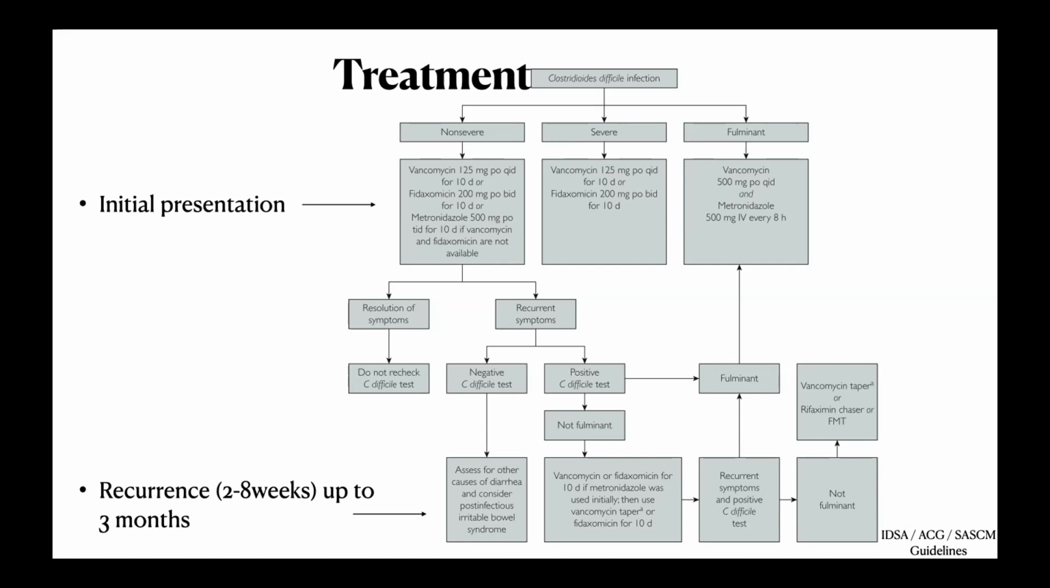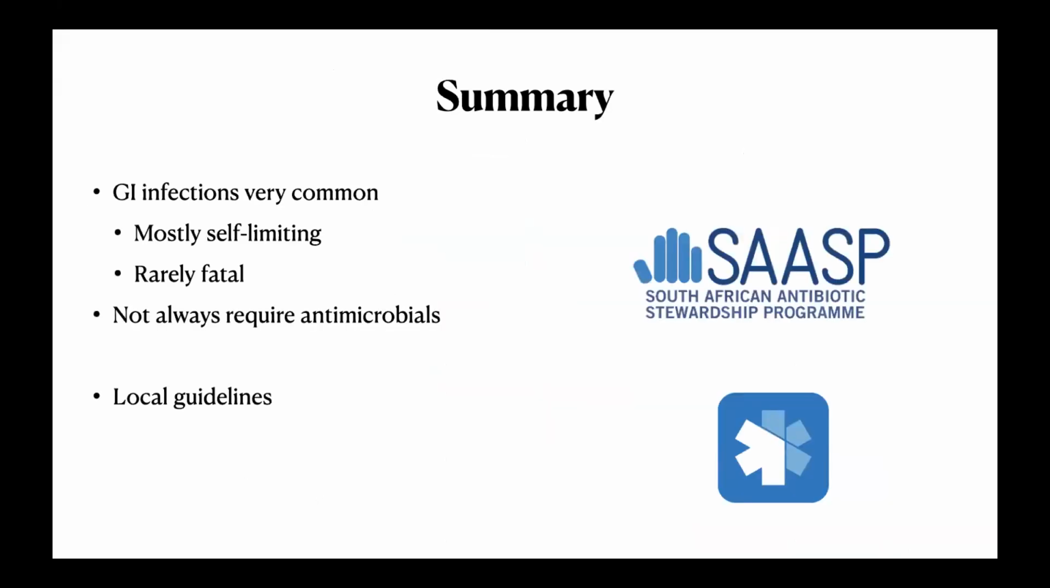For recurrent C. difficile, it is all about vancomycin. If you've used vancomycin previously, then use it at a higher dose, and then we do what we call a pulsed tapered regimen. So once you've completed, you taper down the dose. Alternatively, we can use fidaxomicin if you used vancomycin or metronidazole in the first instance. And then for further or subsequent episodes of recurrence, there are other modalities that I won't go into in this talk.